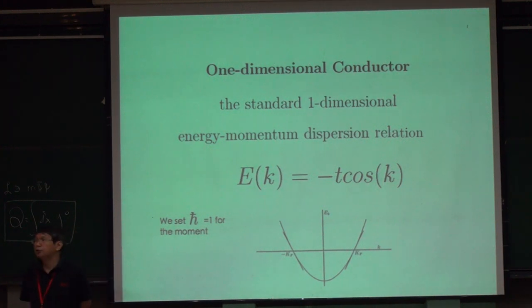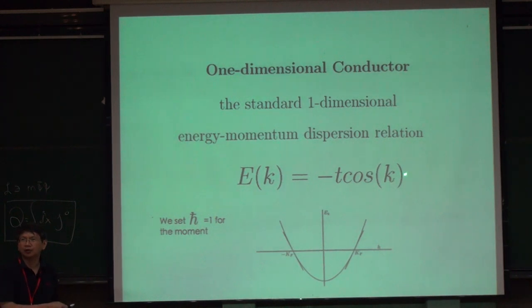I suppose some of you have already learned how to derive this in your solid state class, okay? But I think some of you have not heard this or do not know how to derive this. And so I will derive that formula now. So I regard the system as a one-dimensional conductor. And as you know, the standard one-dimensional tight-binding dispersion relation is this.